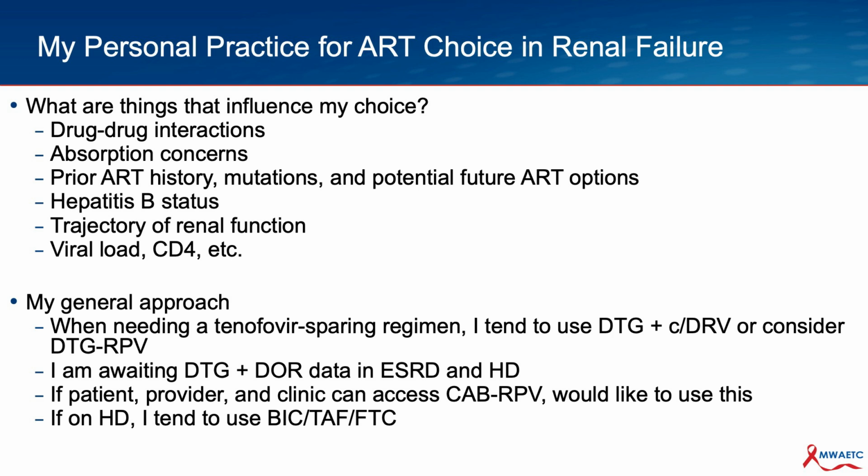And so my general approach is that when I need a tenofovir sparing regimen, I tend to use dolutegravir plus boosted darunavir, so either cobicistat-darunavir or ritonavir-darunavir. And sometimes I'll use dolutegravir-rilpivirine, but that makes me a bit cautious, especially if I am unsure about the person's adherence. I am awaiting dolutegravir and doravirine data in end-stage renal disease and dialysis. If patient, provider, and clinic can access Cabenuva, I would like to use that. And then if on HD, because I tend to prefer single tablet regimens, I tend to use Biktarvy.